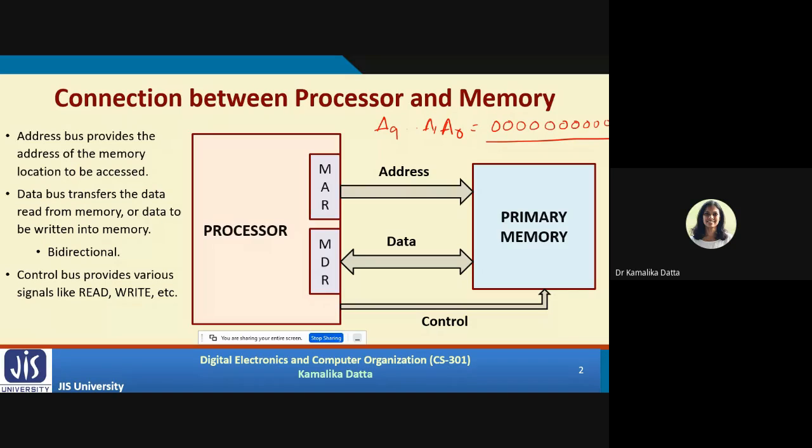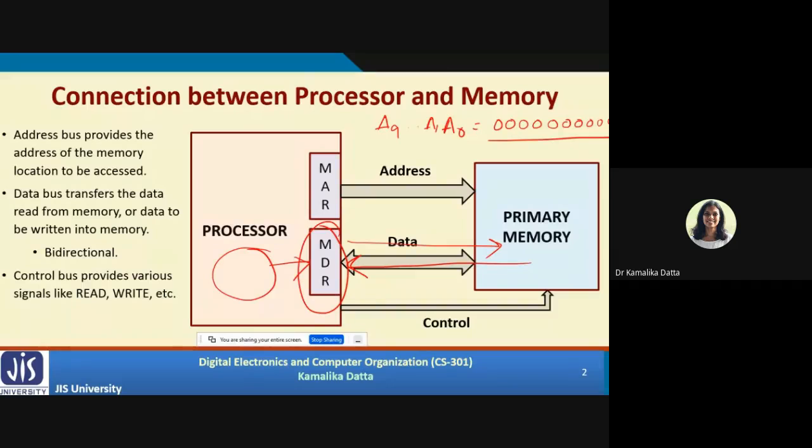And the data bus is bidirectional. Why? Because sometimes you need to get the data from memory to the processor, and for writing, you also need to send the data from the processor to memory. Because some operation is performed here, and based on that, the MDR will be loaded with that particular data, which needs to be written in that particular memory location. So the address bus will carry the address, and the data bus will carry the data from memory to processor and from processor to memory as well.